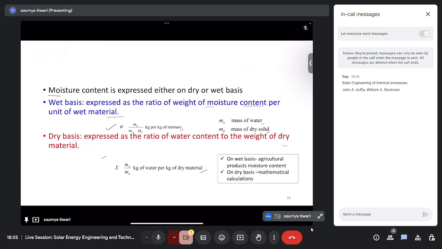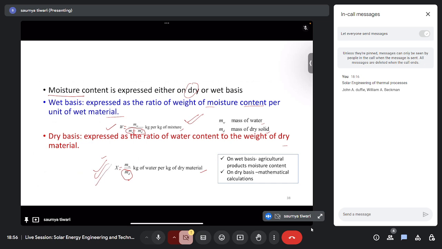The moisture content can be expressed on a dry or wet basis. If you are going for wet basis, we are calculating the moisture content with respect to the wet material weight. Okay, and if you are going for dry basis, we are only using the mass of the dry solid, and here we are calculating the mass of water with respect to the dry solid. On wet basis, agricultural product moisture content is mainly calculated. On dry basis, all the mathematical calculations are done, right?